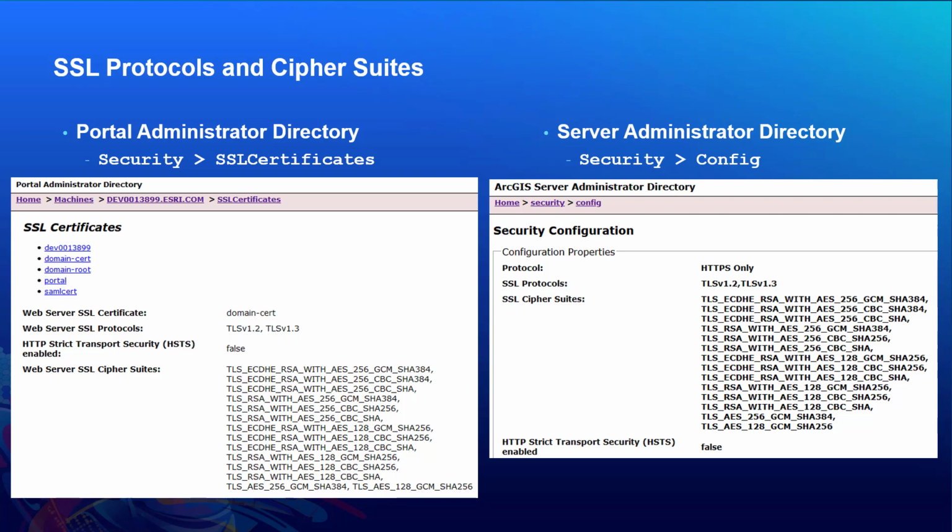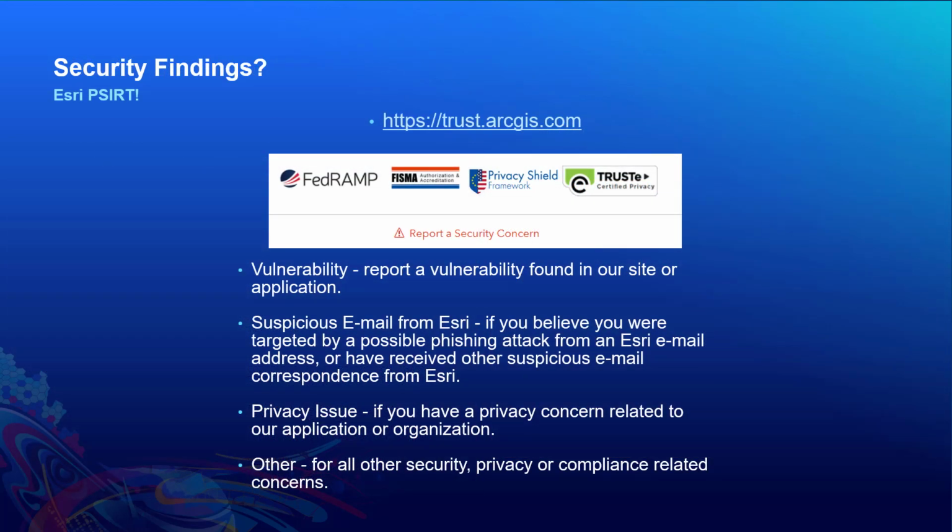All right, we're going to close out here with this last slide regarding security findings. If your organization performs any kind of security auditing or security scans and you get back results that you'd like to have some interpretation on, you can always reach us via https://trust.arcgis.com and make use of that report a security concern form. You can report issues related to software vulnerabilities found in ArcGIS Online or in ArcGIS Enterprise or any of our other applications that Esri provides.